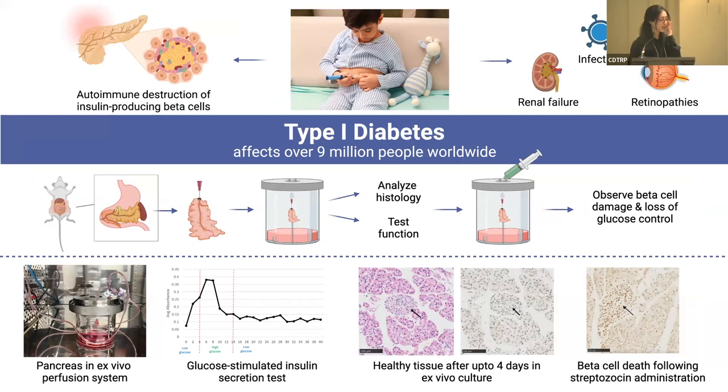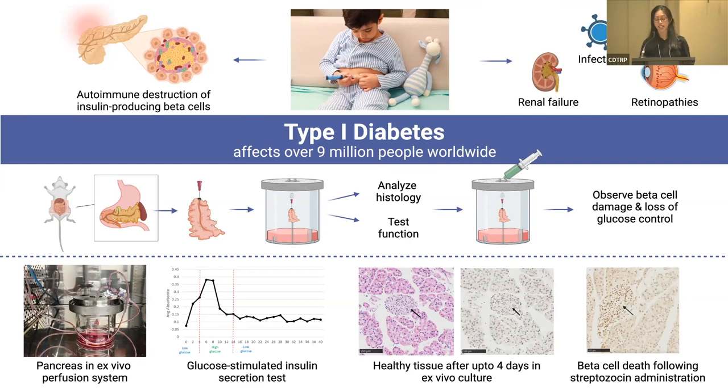Well, sadly, that's the reality for little Timmy up here, along with the 9 million other people who live with what is called type 1 diabetes. Type 1 diabetes is a disease involving autoimmune destruction of pancreatic beta cells, whose job it is to regulate blood sugar levels by releasing insulin.